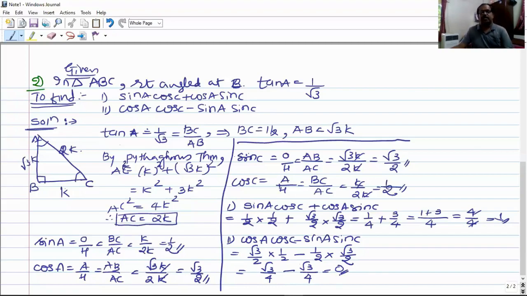So in this way, students, we have the answers: the first expression has its value equal to 1 and the second expression has its value as 0. So this is your required answer. Is it easy, students? Yes, it's very easy. Once you know the definitions of the trigonometric ratios, the remaining part is very easy. The main part is that you must know the definitions of all the trigonometric ratios.